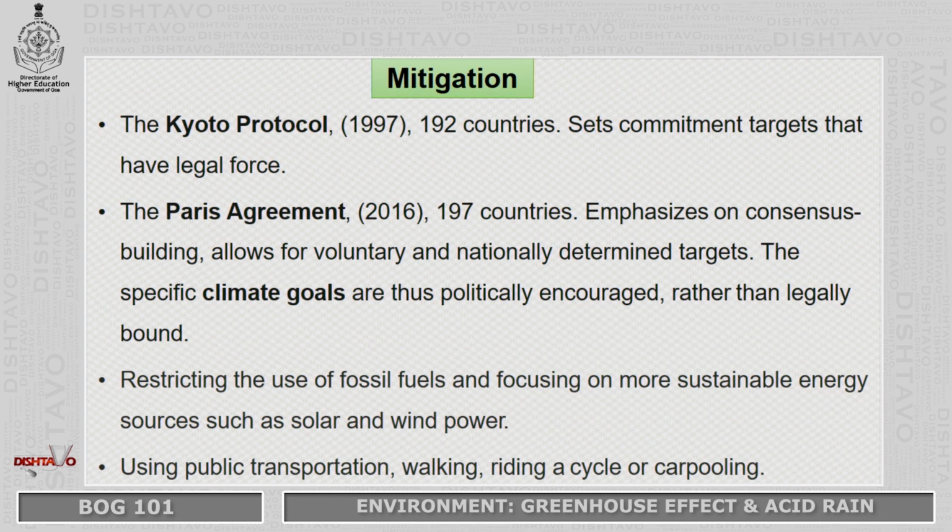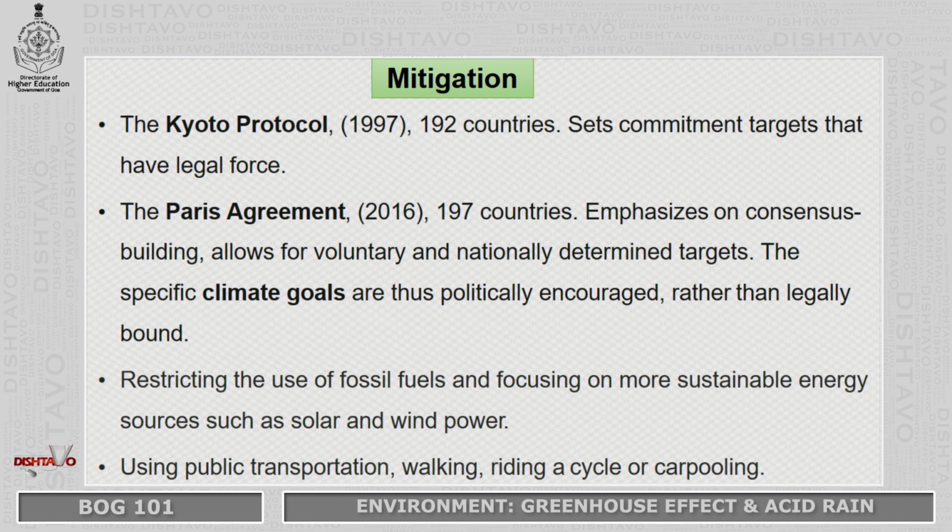So my dear friends, what we need to do? We need to mitigate. And for mitigation, once again, we have the international community coming together under the United Nations. They had the Kyoto Protocol and Paris Agreement. Of course, we are not going into details of these protocols and agreements, but know that these are protocols and agreements at the international level. The entire world has come together. The Kyoto Protocol was signed by 192 countries only. Some countries, especially the USA, did not sign. So my dear friends, this Kyoto Protocol sets commitment targets that have legal binding, a legal force.